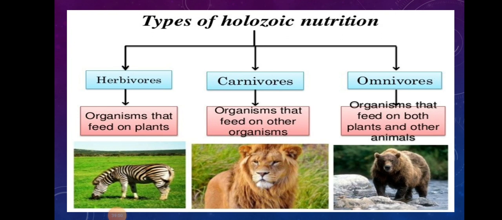Very common since childhood, we have been reading this. Herbivores, organisms which feed on green plants only. Carnivores, they feed on other organisms which are dependent on green plants or otherwise. And then comes omnivores, organisms that feed on both plant and other animals.